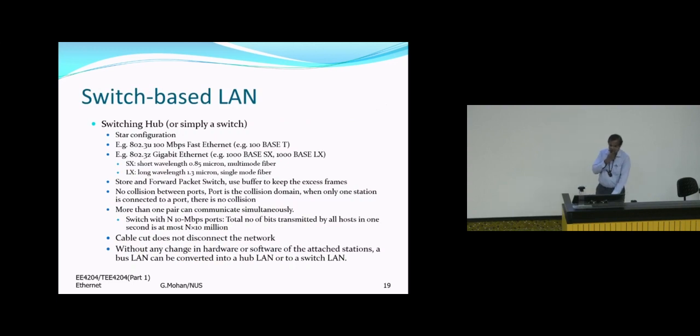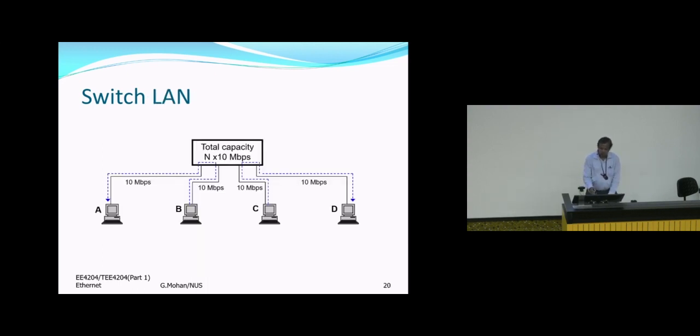Then evolved the switch-based LAN. It's called a switch hub or switches. If you recall, what is a switch? It has multiple ports, 1, 2, 3, 4. And what is switching? The process of forwarding data from an input port to an output port. It's not broadcasting. It will directly send it to only one port. And the switches usually use full duplex. That is, when A communicates to B, B can communicate to A.